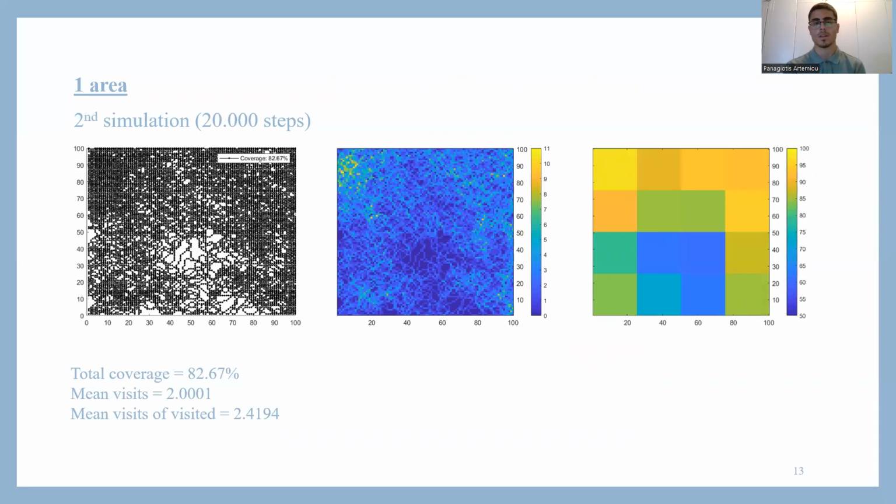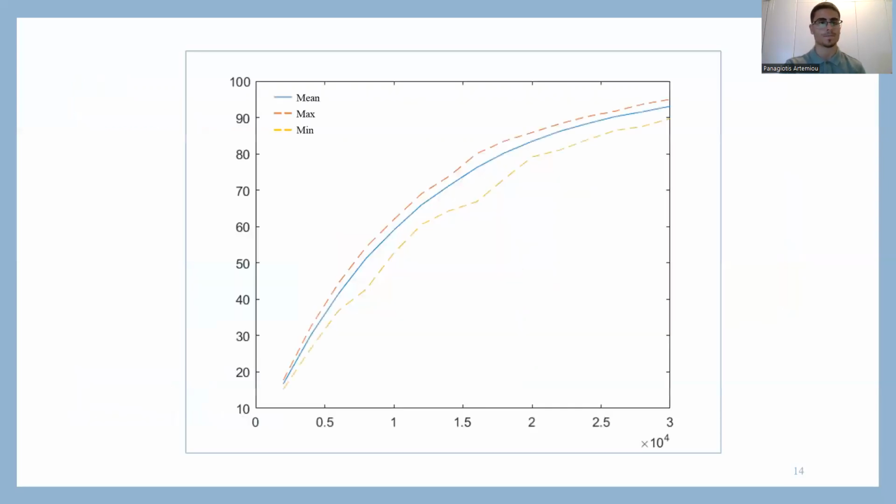This is the same case with the second simulation and 20,000 steps. Here the coverage is about 82% and the mean visits about 2.42. We can see in the middle picture that some cells are visited 10 and 11 times. And on the right-hand side picture, we can see some areas have a coverage above 95% and some others below 65%, which is a big deviation for the coverage in the whole area.